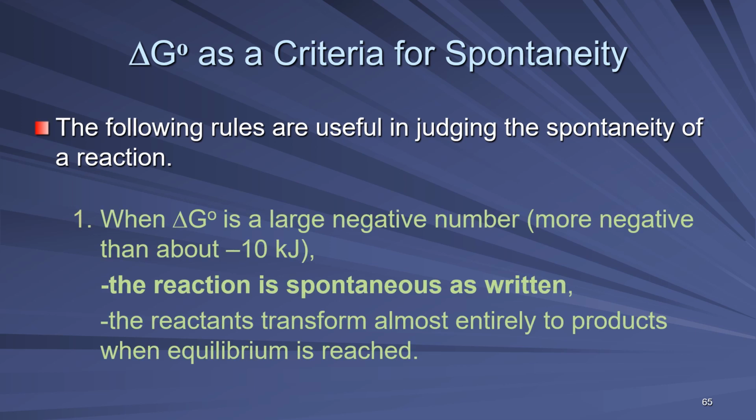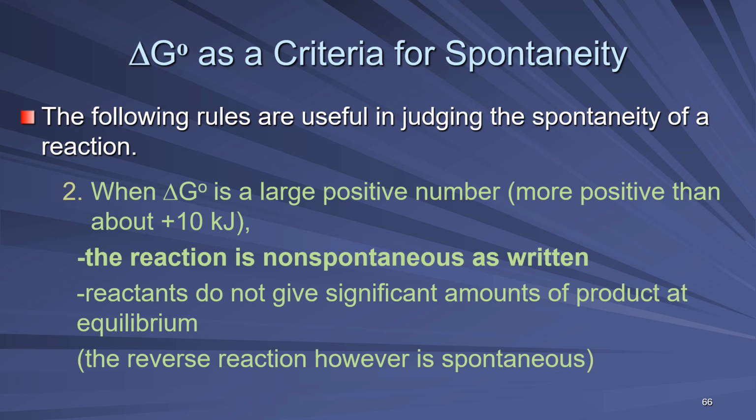So I know we make hard and fast rules. Delta G equal to 0 tends to be what we call equilibrium, but we're going to make a little bit of a wider range. So if delta G is a negative number more negative than negative 10 kilojoules, then we consider that reaction spontaneous as written. Probably 99.9% of all the reactants will convert into products. Once equilibrium is reached, products predominate.